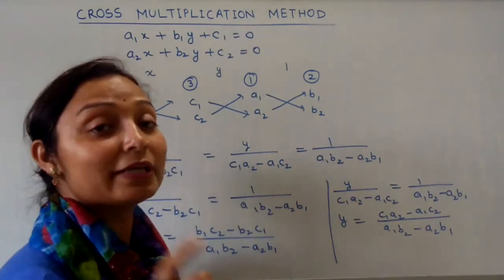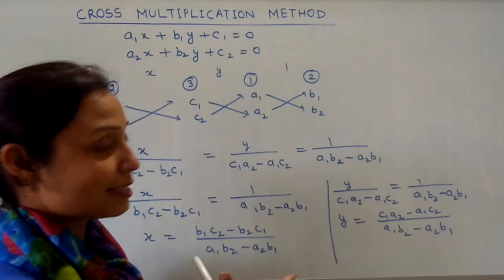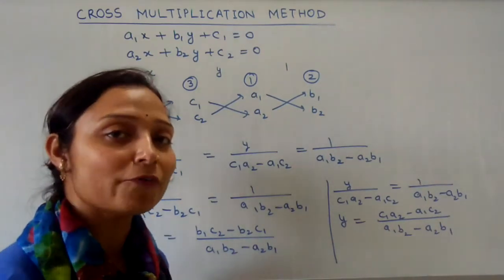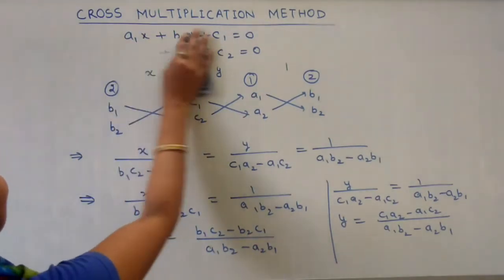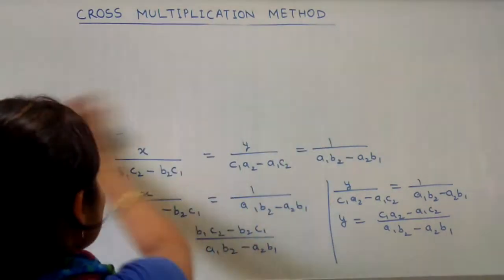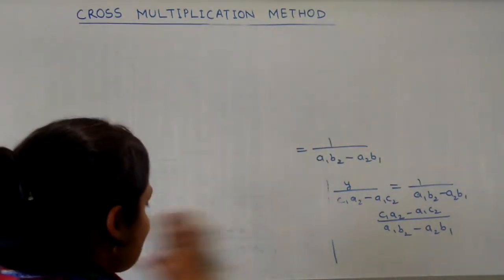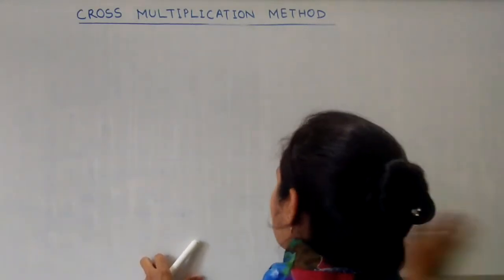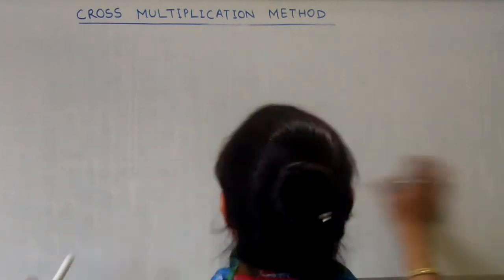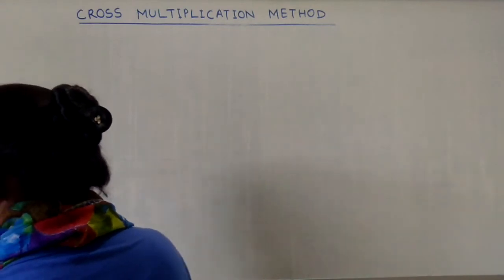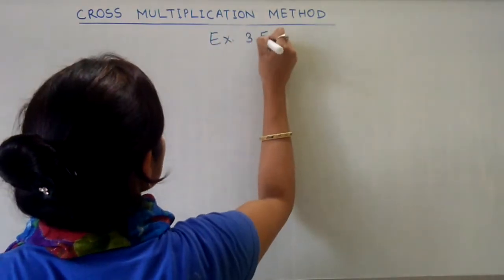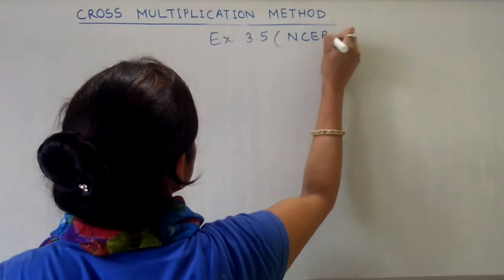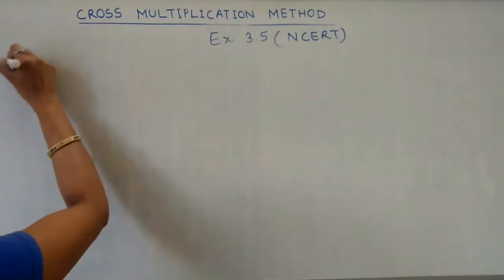Okay, the examiner will never tell you to solve the question by a particular method. It is totally your choice to choose a method. Okay, now come to the questions. I will take the examples from your NCERT, how to solve the questions using cross multiplication. I will solve the questions of NCERT exercise 3.5. This is the first question of exercise 3.5 of your NCERT. Now solve the question by the cross multiplication method.